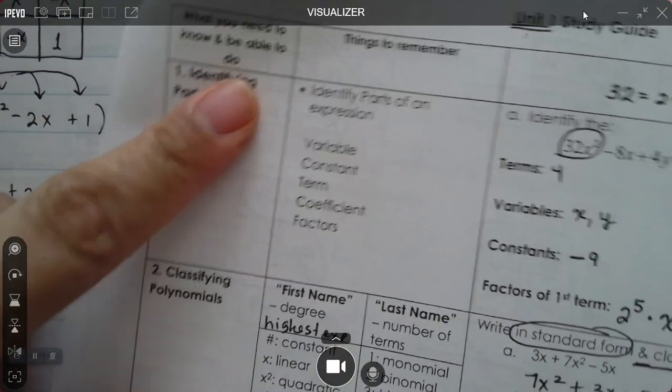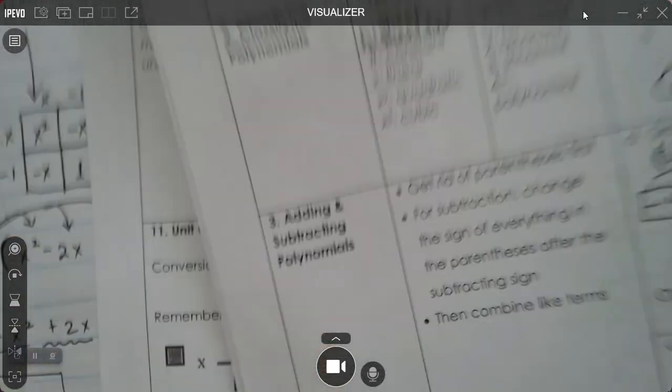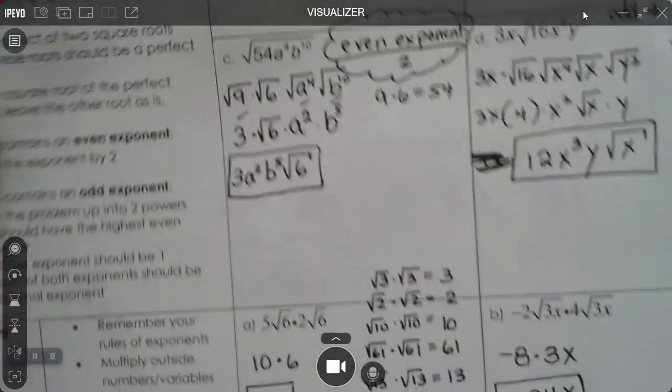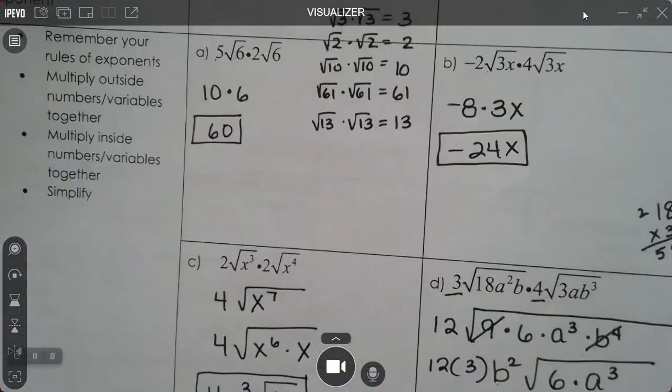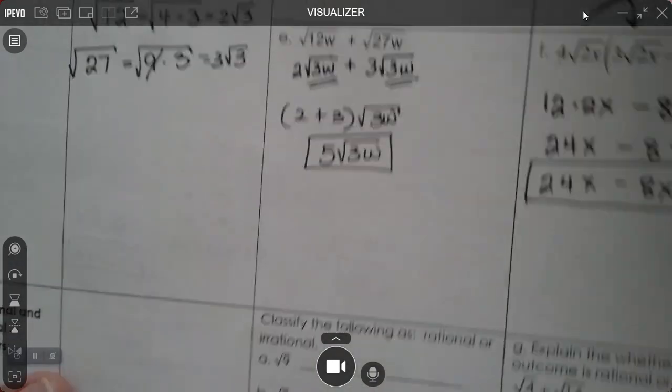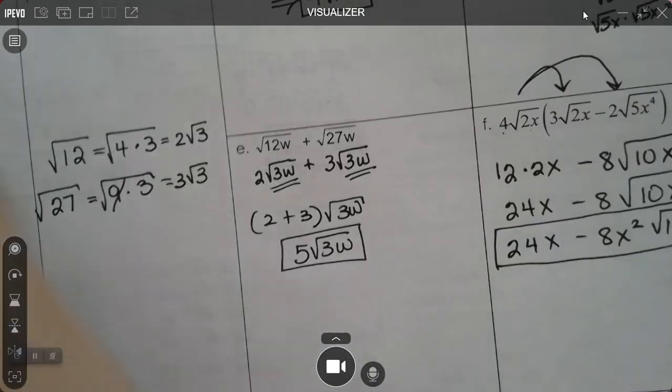So in this video, we went over parts of the expression, naming polynomials, adding and subtracting them, multiplying them, area and perimeter problems, and then radicals, simplifying them with and without variables, even and odd exponents, and multiplying. It's been a pleasure.